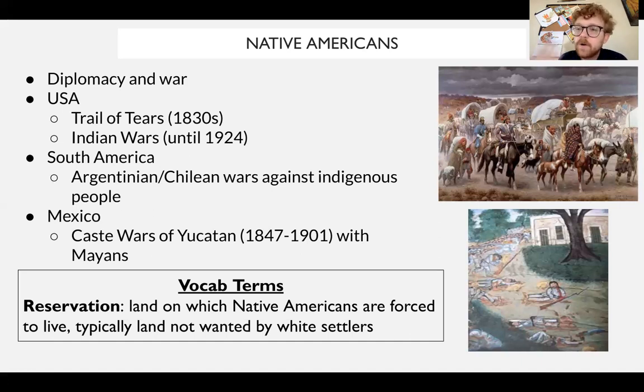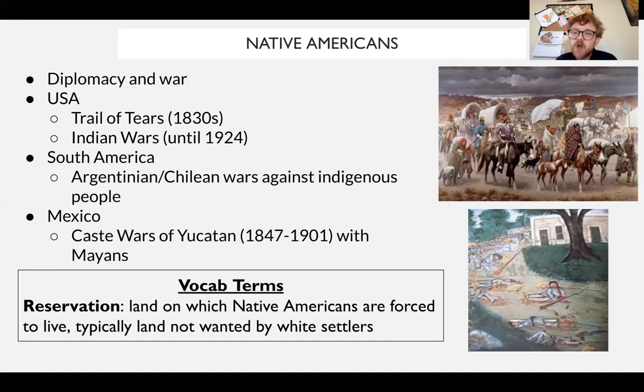Native Americans aren't considered citizens. They are viewed as a foreign threat within their countries. They're basically viewed as domestic terrorists, if you will, simply because they want to live on the land they've lived on for thousands of years. Crazy. And we see very similar developments in South America, especially in Argentina and Chile.